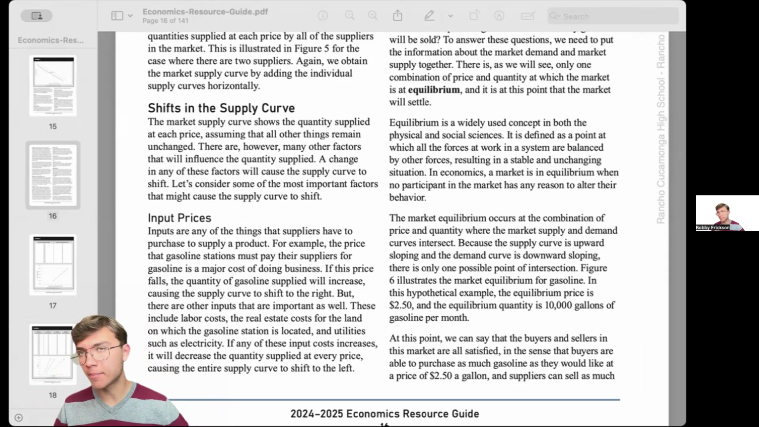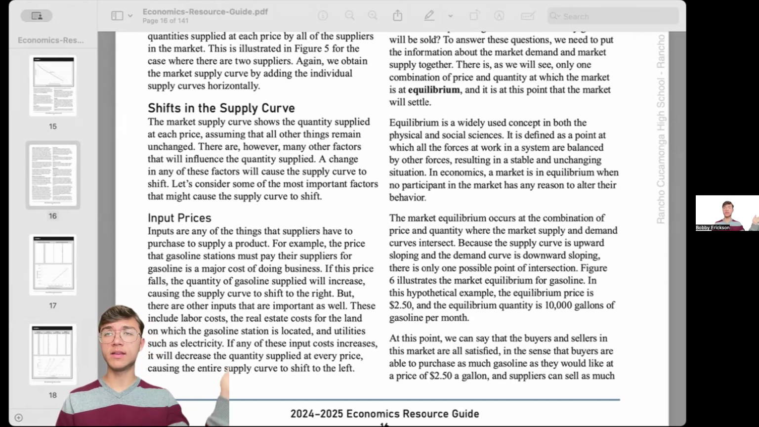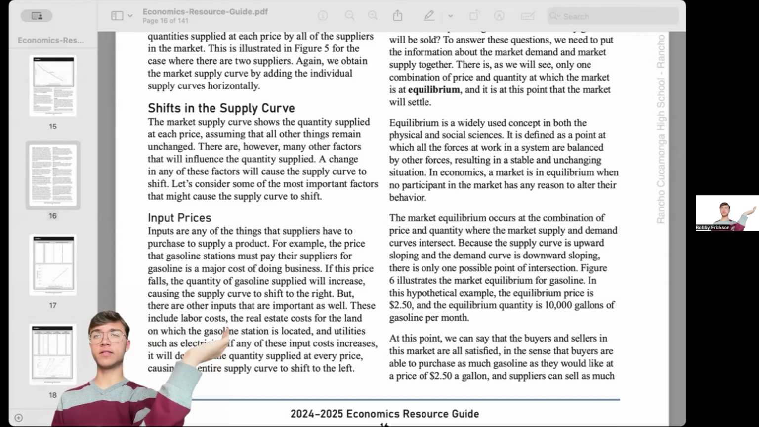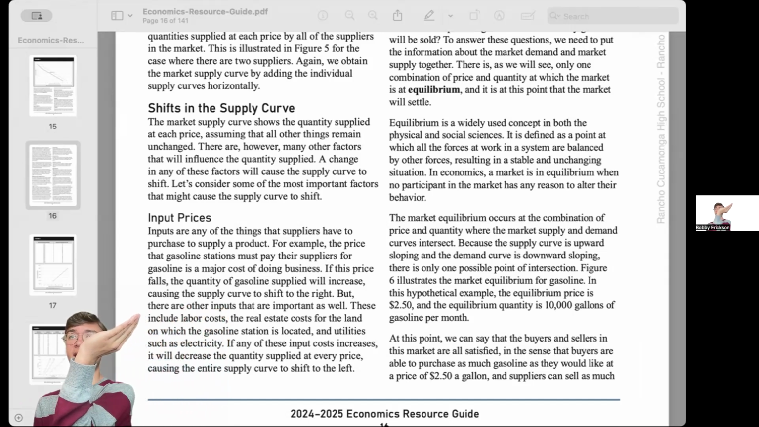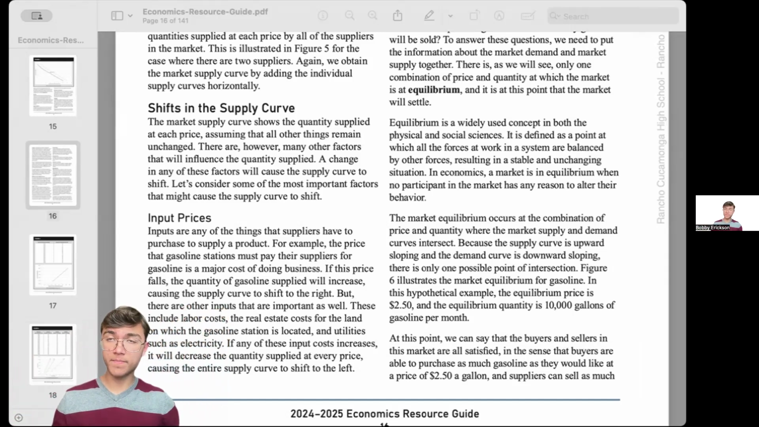A better example might be, if you were a sandwich shop supplying sandwiches and the price of bread increases, then that would mean you can supply fewer sandwiches as a whole. Remember, this is as a whole. So the entire supply curve, if we start here and it looks like this, a positive relationship, would shift to the left, it would go down, because the quantity is going down at every price point, which means the overall supply is going down.